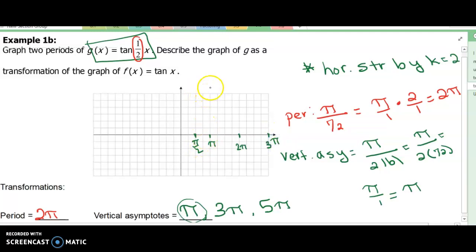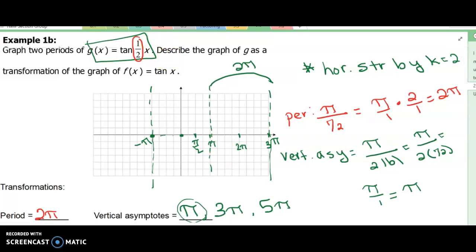If you want to think of it this way, if I have a vertical asymptote at pi, and then I have a period of 2 pi, I would have another one right here. Now if I need 2 periods, I probably need another one, 2, 3, 4, right here at negative pi. Okay, so now I can graph this.